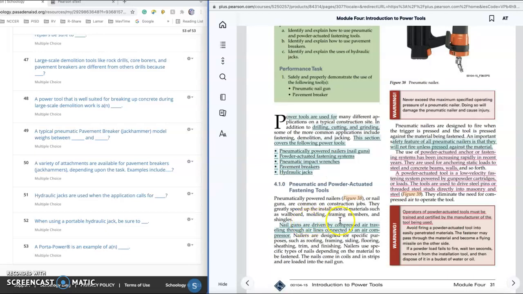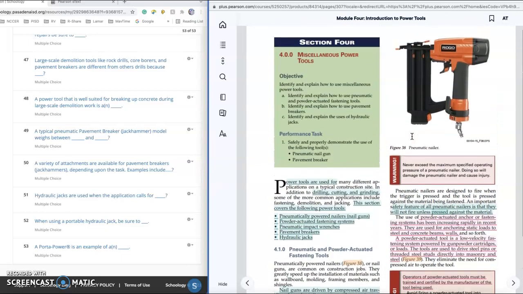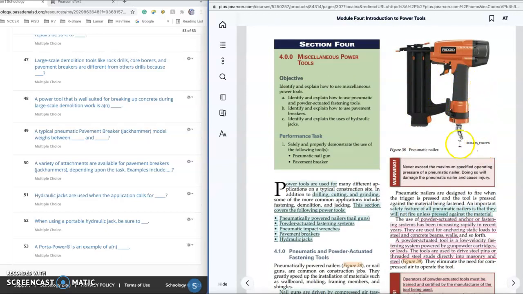Nail guns are driven by compressed air traveling through air lines connected to an air compressor. An important feature of all pneumatic nailers is that they will not fire unless they're pressed down against the material. So here's a nail gun. Air hose comes in here. This little orange point right here on the tip, you have to actually push that down onto the board that you're going to nail. You press the trigger and you push this in at the same time, then it will fire.